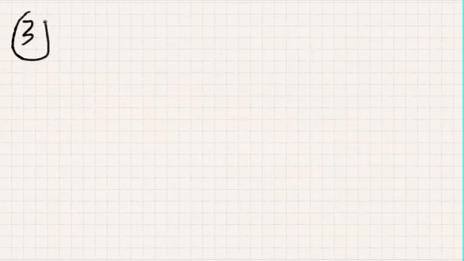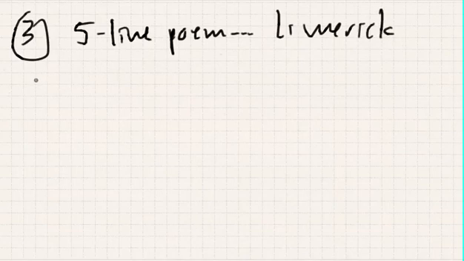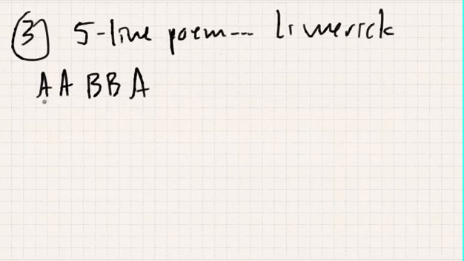Now the third problem I would like to look at is this. I'm just going to set it up, and then you can think about it, and we'll solve it in the next video because I'm running out of time. So let's take a 5-line poem. An example of a 5-line poem is a limerick. And a limerick rhyming scheme goes A, B, B, A, which is the first 2 lines rhyme, and the third line rhymes with the first 2.